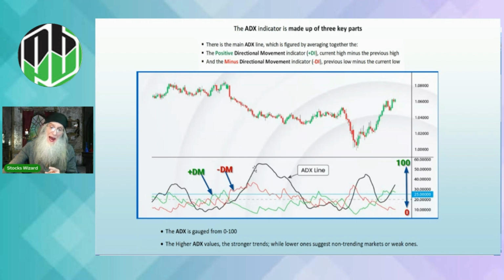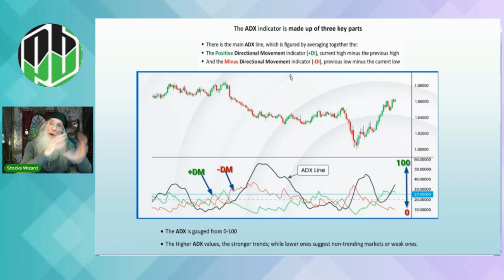They figure the ADX line out by calculating these two lines together. Not that it's important, but the way they do that is they take the PDM, the positive directional movement indicator, and they take the current high and subtract the previous high. That gives them one number. Then they take the minus directional movement indicator, and they take the previous low and subtract the current low. That gives them their second number.